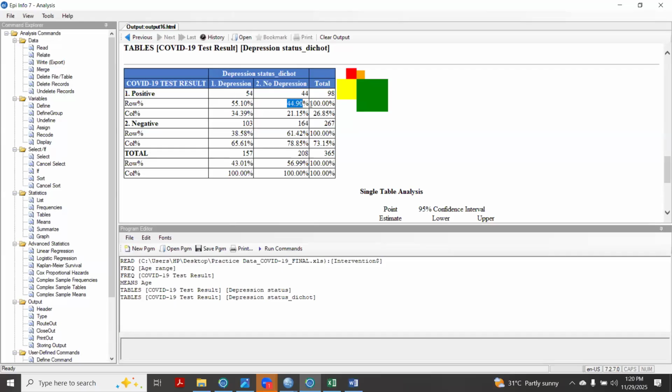Row percentage is saying 55.10 and 44.90 is 100%. 38.58 and 61.42 is 100%. That's row percentage, that's the one we're interested in. While column percentage is saying 34.39 plus 65.61 is 100%, also 21.15 and 78.85 is 100%. But in this case, our interest is in the row percentages.